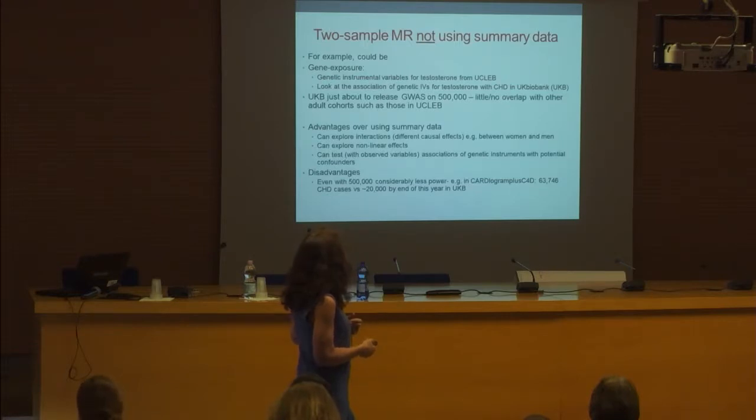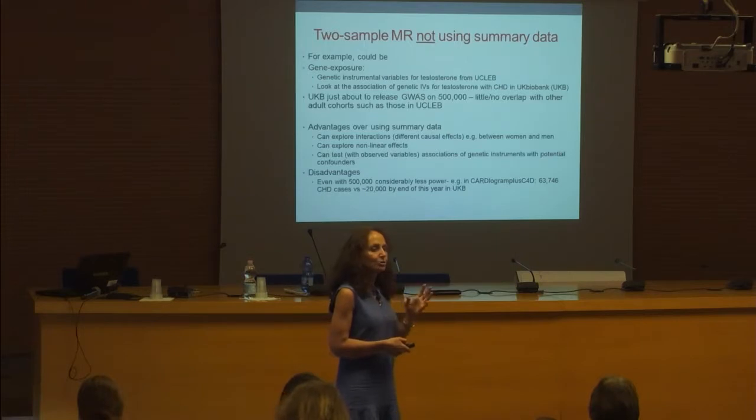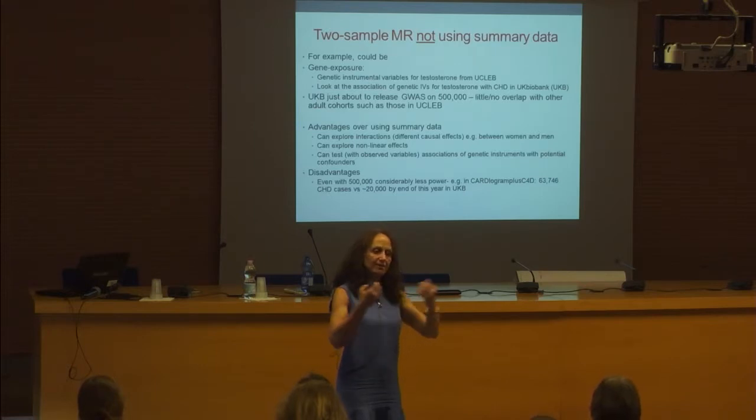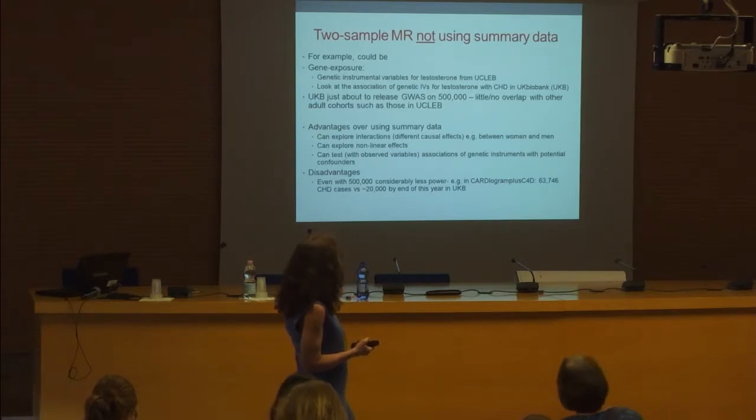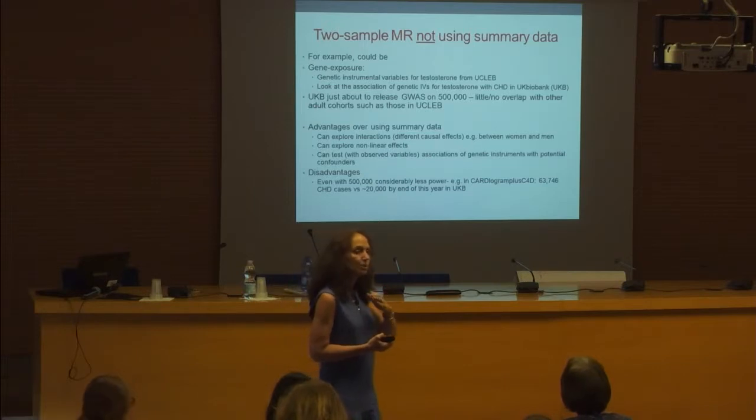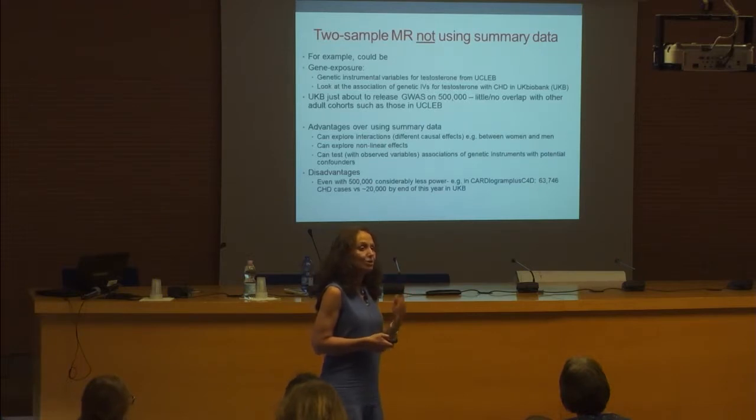Okay, so one slide only on two sample MR not using summary data, because of course it is possible and you can still gain some of those benefits of having the two samples separated, and so not having winner's curse, and again here if they're independent samples, any weak instrument bias would again be towards the null. The main difference is that you don't get the power.